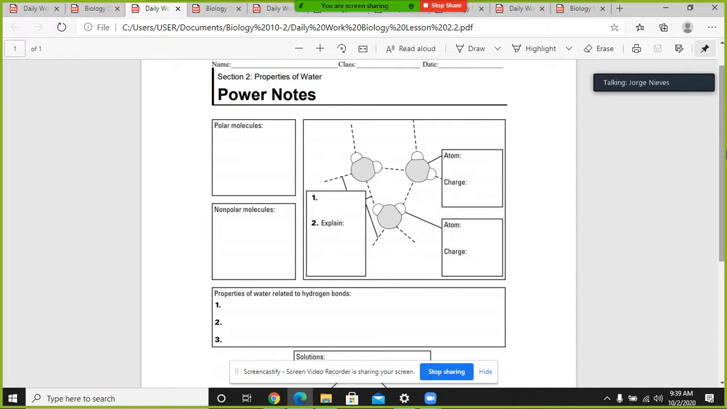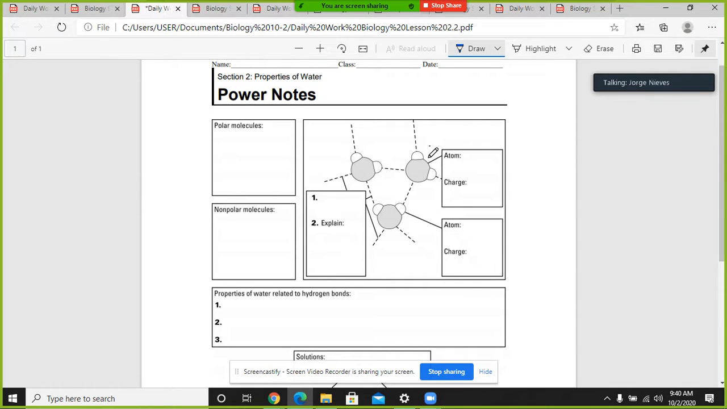So we have an atom and a charge. The first atom there is an oxygen, which has a slightly negative charge. The second atom is hydrogen. We have two hydrogens on the water molecule. We have here a water molecule. Let me draw it so you can see it.